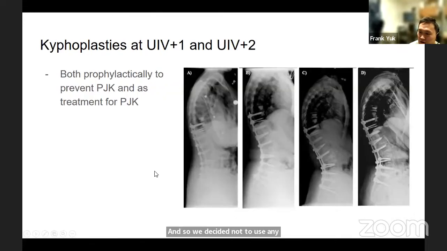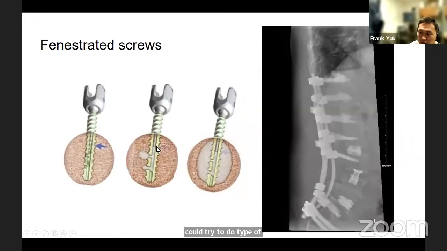And so regarding segment augmentation, one way to potentially prevent fractures from happening at UIV and UIV +1 or 2 is to prophylactically treat those levels and do kyphoplasties during the index surgery at the level or the level above to try to prevent fractures from occurring. But you can also do them for treatment for PJK as long as they don't have neurologic deficits. You could try to do kyphoplasties at those levels to prevent further PJK from occurring.